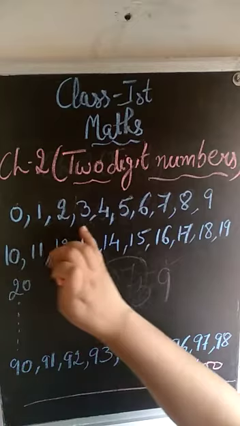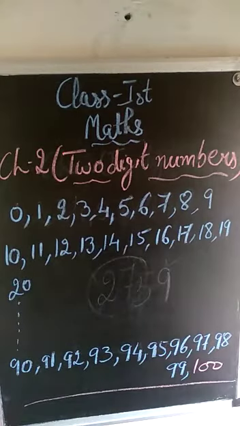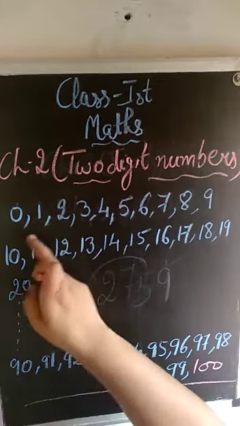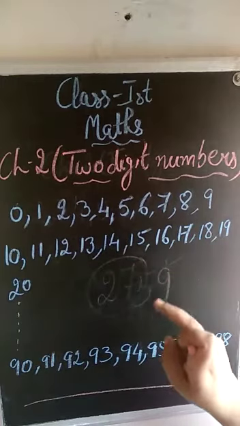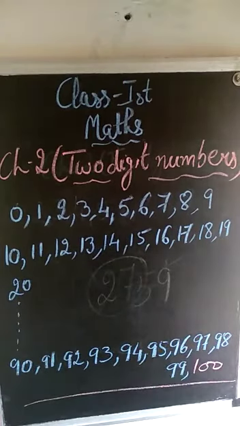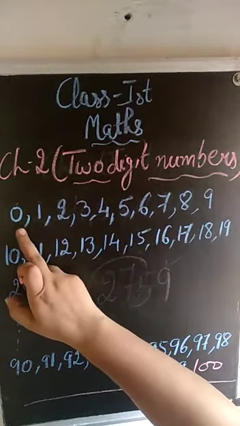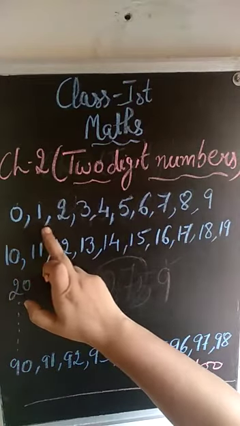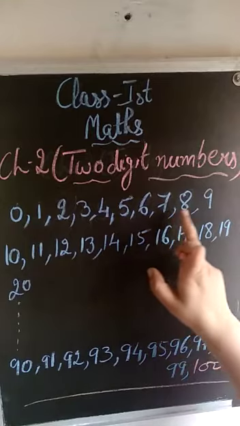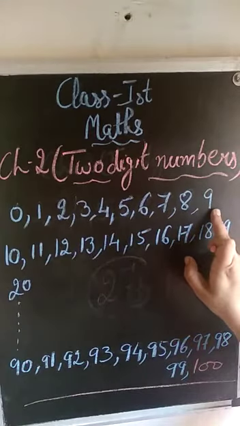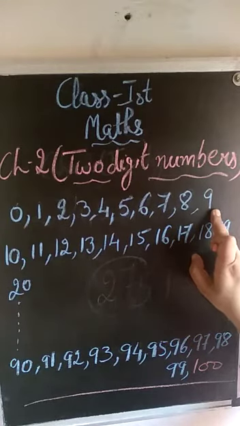Students, these are the symbols that we use to write the numerals. Means when we want to express our number or the counting through numbers, that is known as numerals. But when we write the numbers 0, 1, 2, 3, 4, 5, 6, 7, 8, 9, up to 9, that is known as ones place digit.